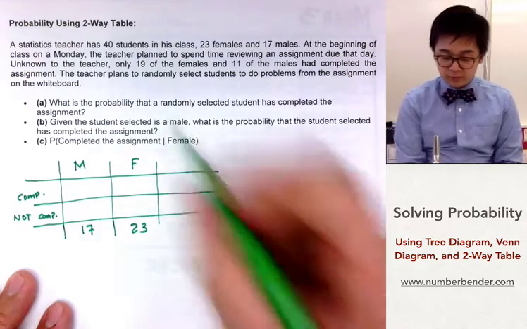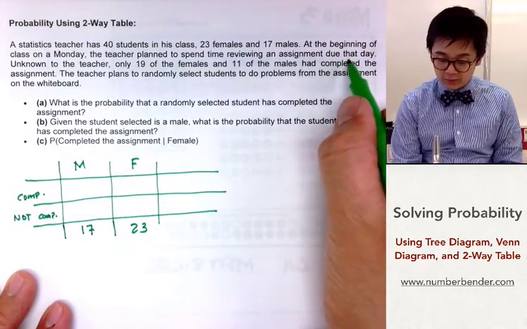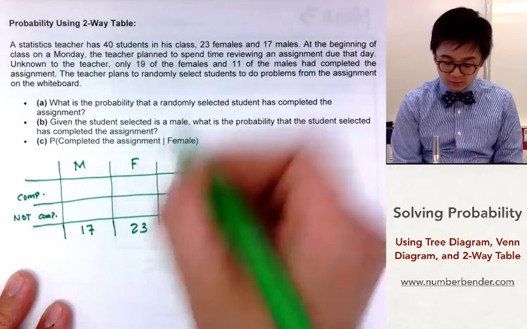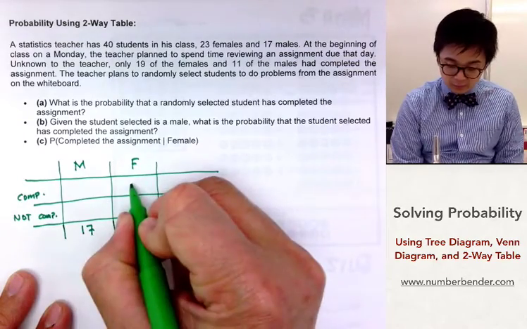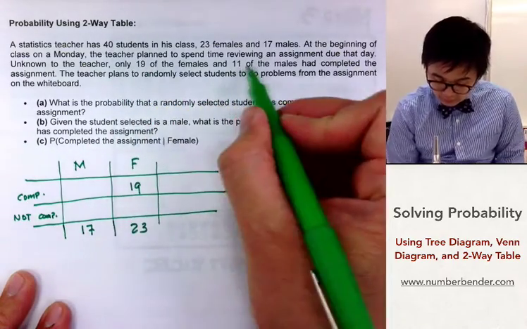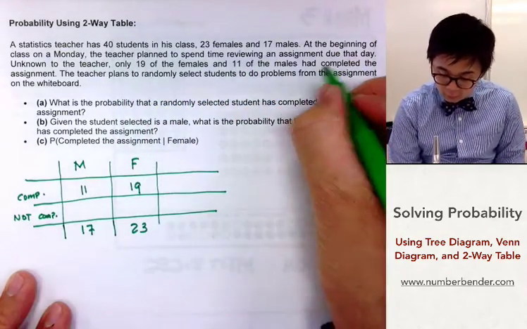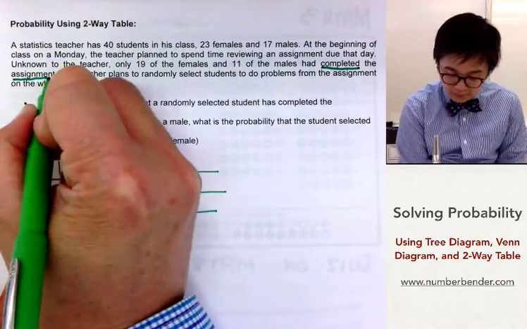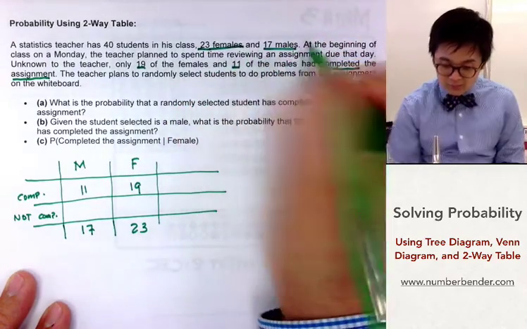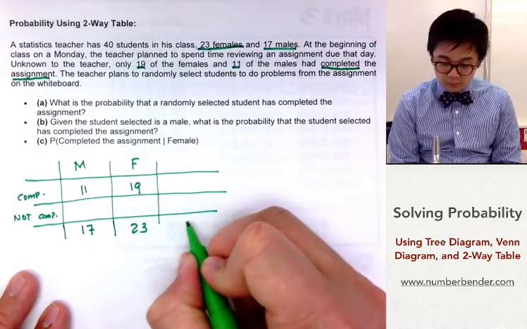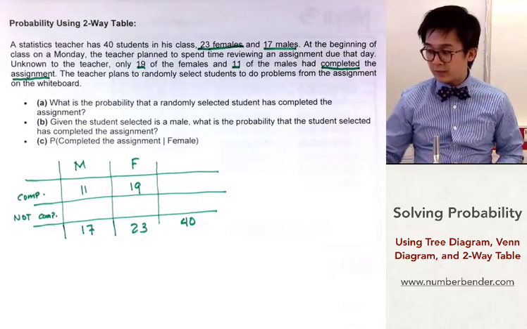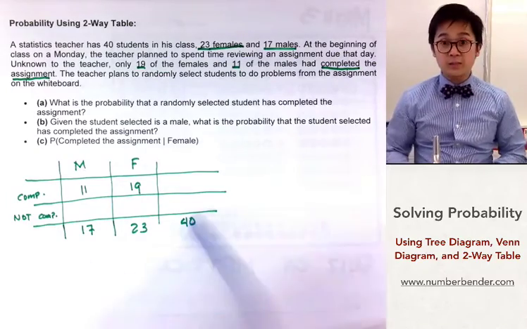Also, we are also given by the information of the number of students who have completed the assignment. At yun yung 19 na females na nakapag-complete ng assignment. So, let's put it right here. At saka yung 11 na males who completed the assignment. So, ito yung mga values nung nakapag-complete at ito naman yung 23 females and 17 males. So, all of them will be equal to 40. Now, yan lang yung information na alam natin, pero masusupply natin yung information by simple arithmetic.